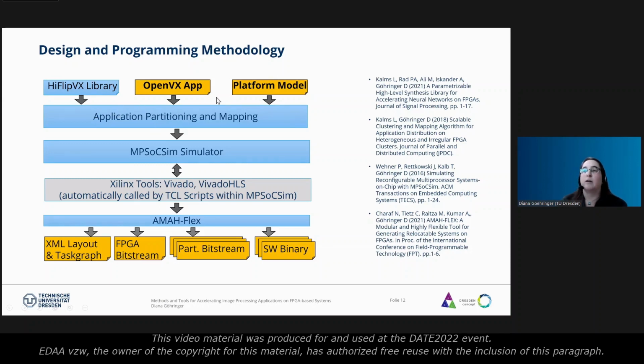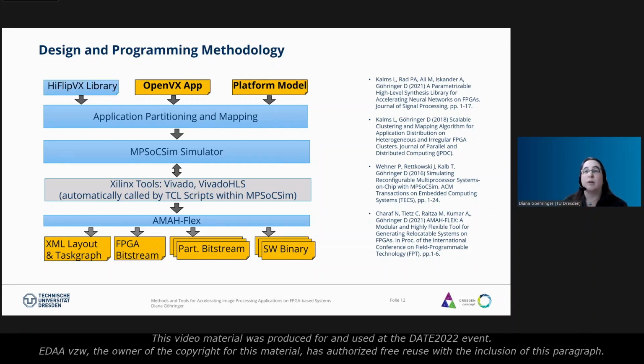Then it goes into an application partitioning and mapping tool, which helps us to decide where to place our designs on the FPGA, or even if we use an FPGA cluster, on multiple FPGAs. We can then also simulate it before we go to vendor tools such as the Xilinx tools. We mainly use them because of the partial reconfiguration and also Vivado HLS. And then if you want to have not only a reconfigurable, but also a relocatable design, we also provide an open source tool called ArmaFlex, which helps to design a relocatable design. So that at the end, we get our partial bitstreams, our software binaries for the processors, and of course, also some information for the runtime system, which is a layout and a task graph.